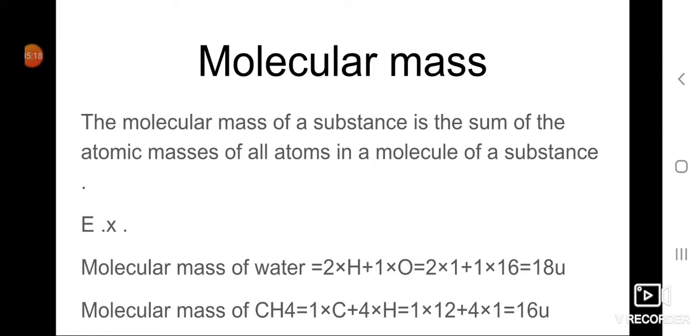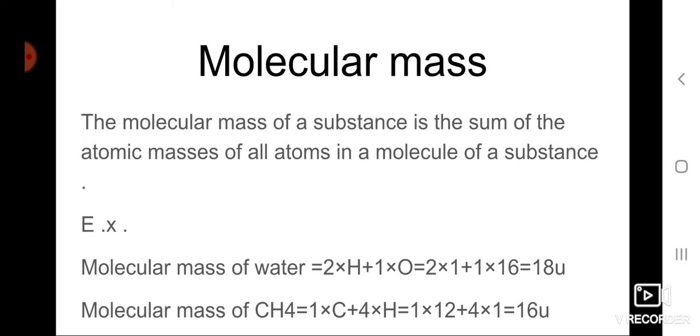Molecular mass. The molecular mass of a substance is the sum of the atomic masses of all atoms in a molecule of a substance. Example, molecular mass of water, H2O. Now, in water, there are two hydrogens and one oxygen. So, 2 into mass of hydrogen plus 1 into mass of oxygen. So, 2 into 1 plus 1 into 16. The molecular mass of water is 18 unit.